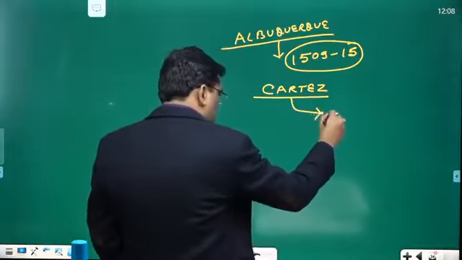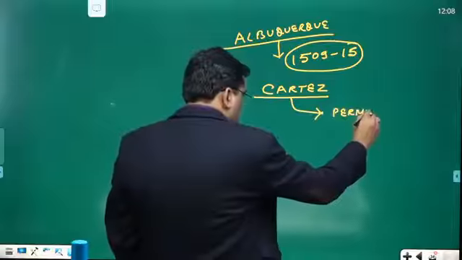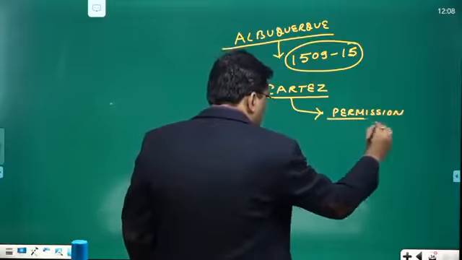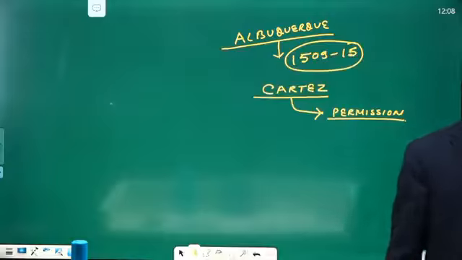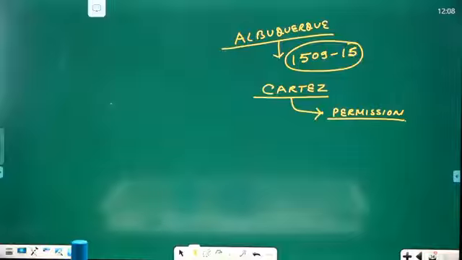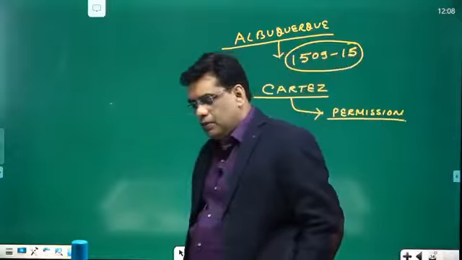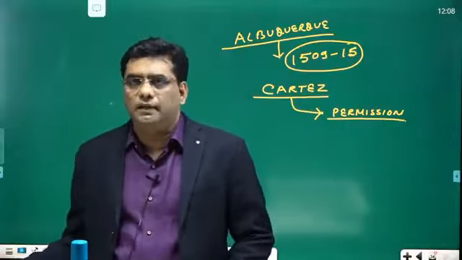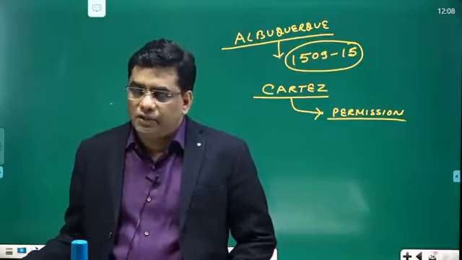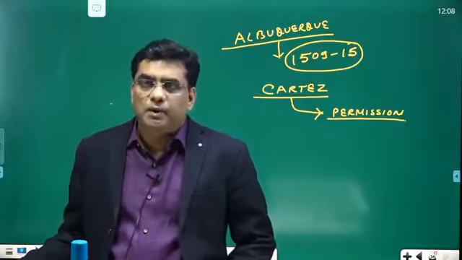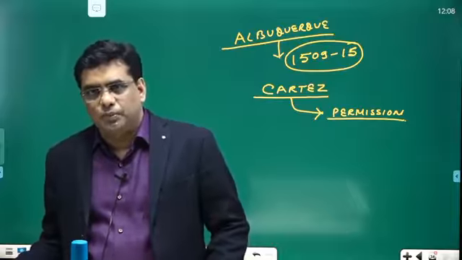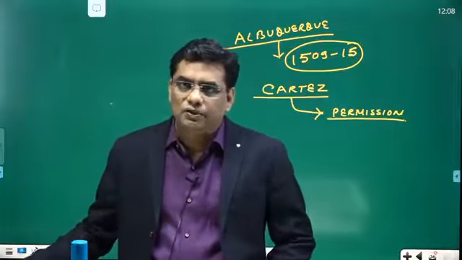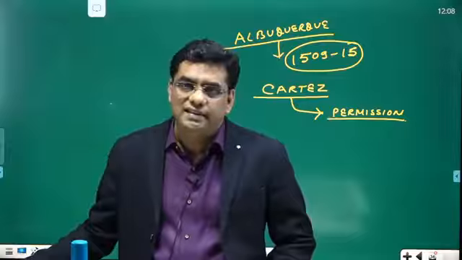He started the system of cartage, which means permission from the Portuguese. If any ship had to cross the Indian Ocean, particularly the Arabian Sea, it had to take cartage, permission from the Portuguese, something like putting a pass. This is called cartage. Otherwise, the Portuguese will confiscate the ship.